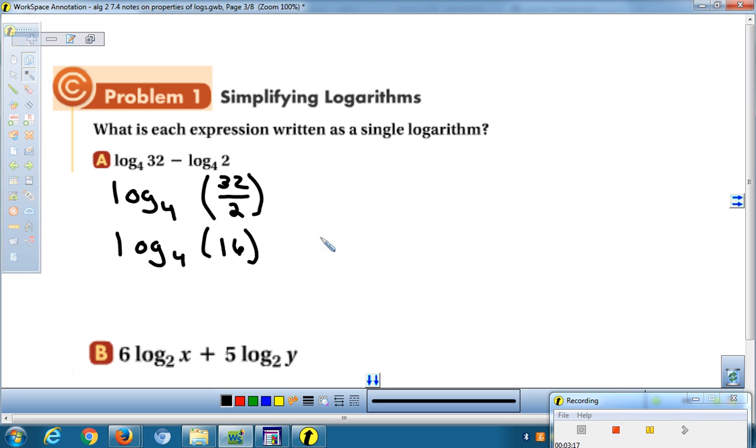Here we have to get used to seeing this form. It is 2. So think about saying it equals y and then changing the form. 4 to the y equals 16. So y must equal 2.